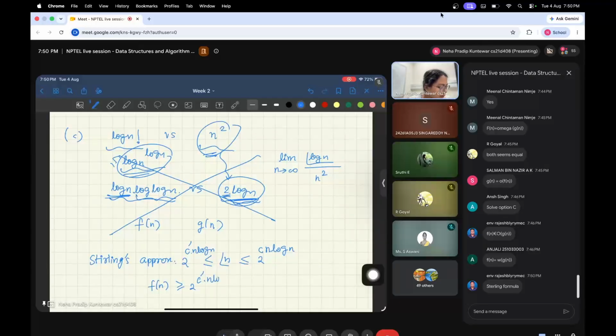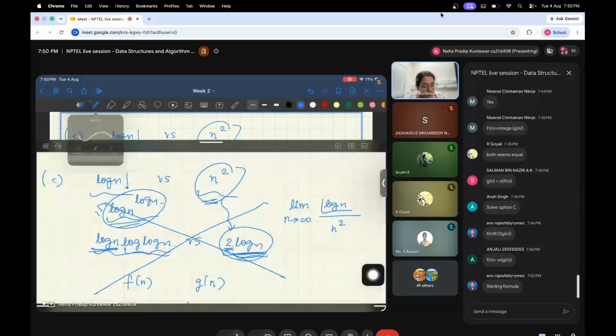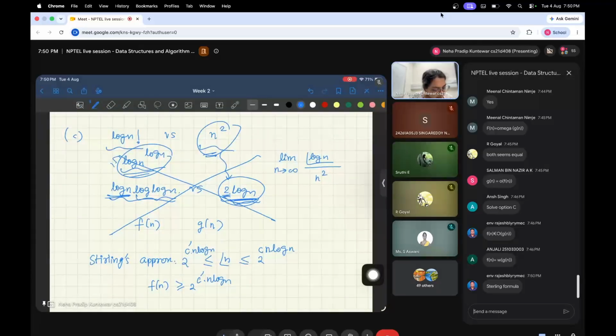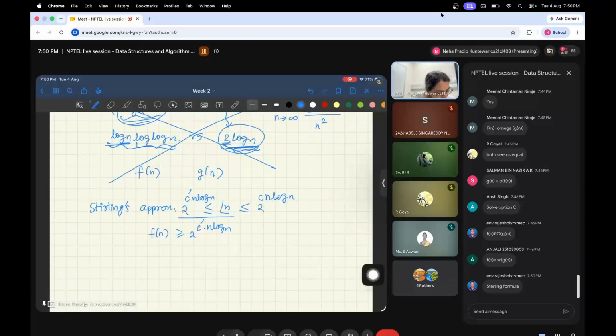Okay, this will work. Rajesh has pointed out as well, what you'll do is use the Stirling's approximation like we did, but don't use the upper bound. Use the lower bound. So you know that log n factorial is going to be at least 2 to the c prime times log n.